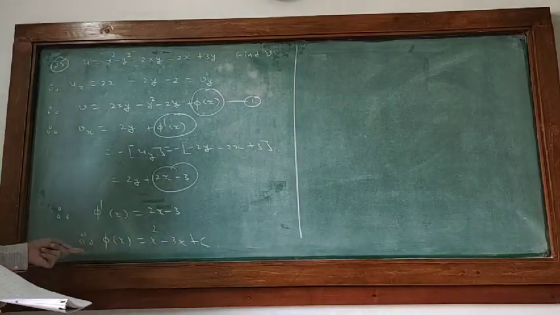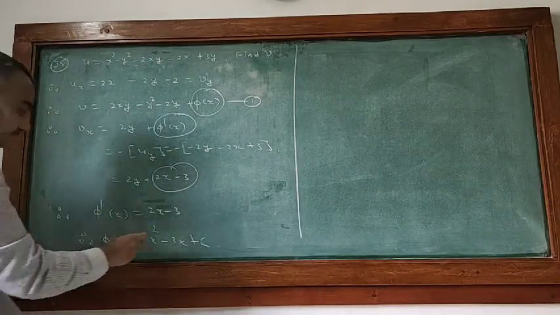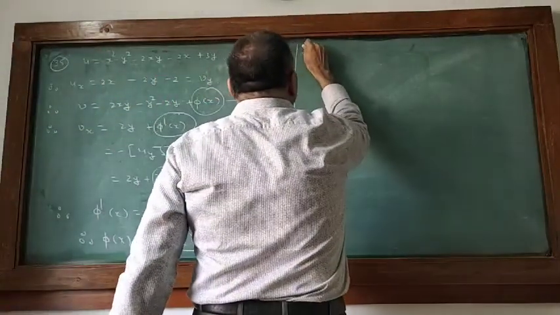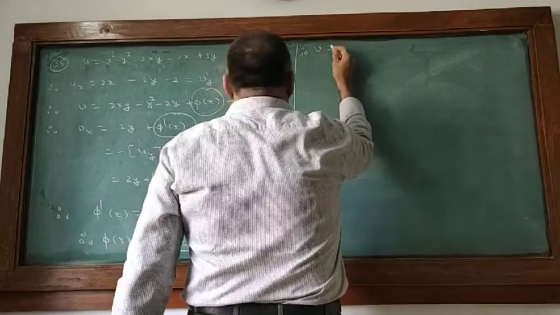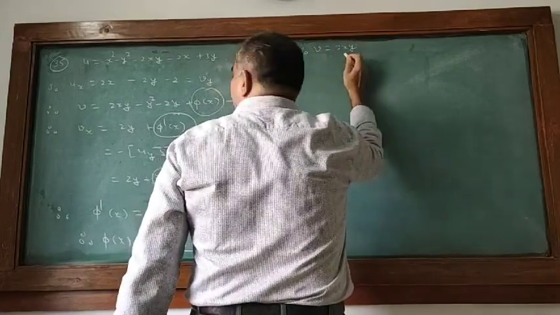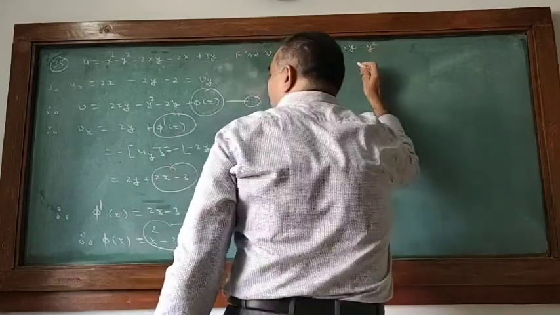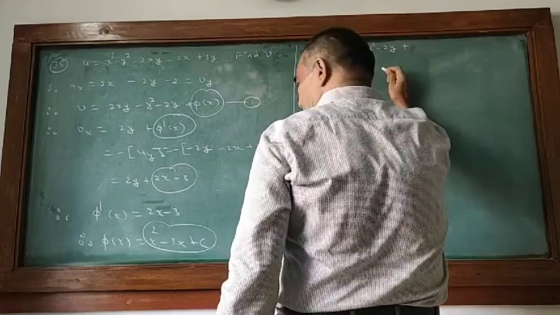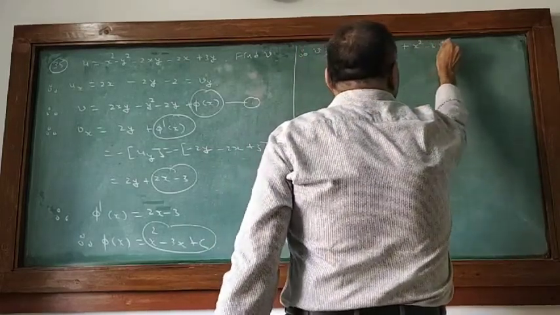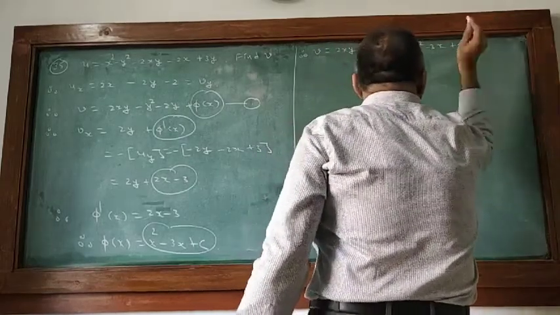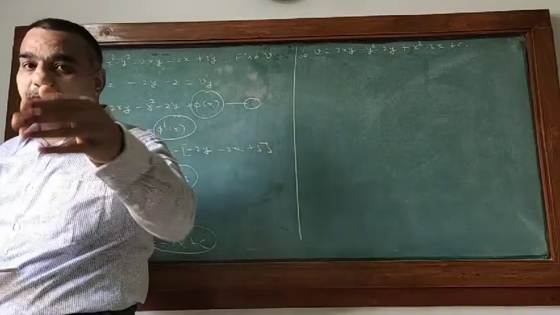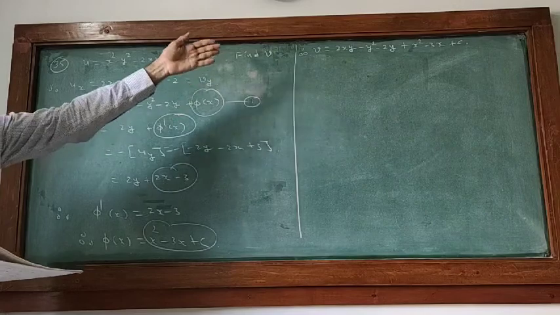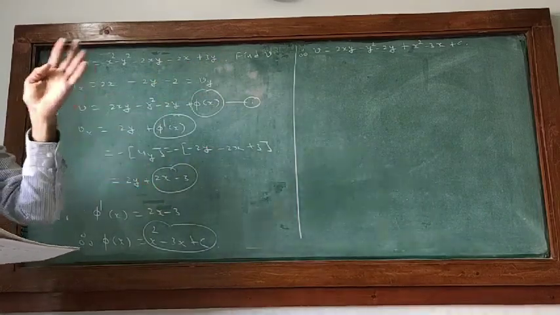Now we put this value of phi x in this equation. So we have the value for v, and that is 2xy minus y square minus 2y plus x square minus 3x plus c. So this is the value of v which we wanted actually. They have asked only up to the value of v, but now we are going further in the same direction to find f of z.